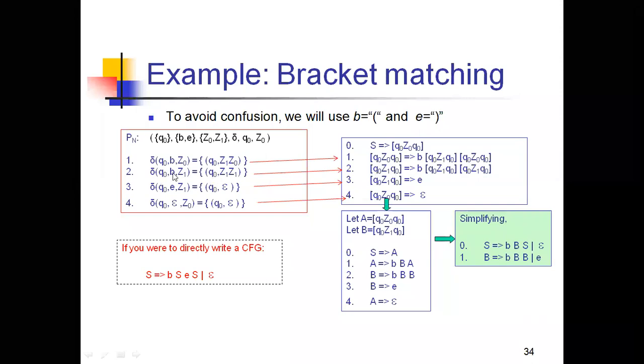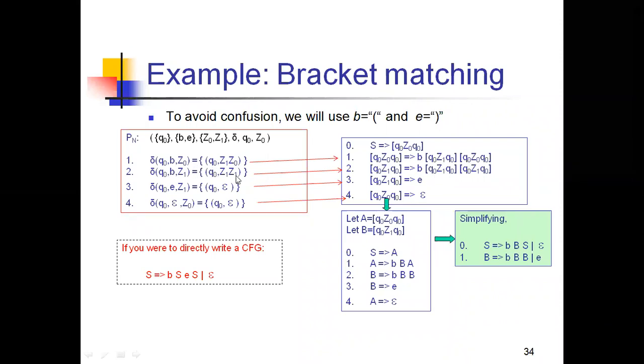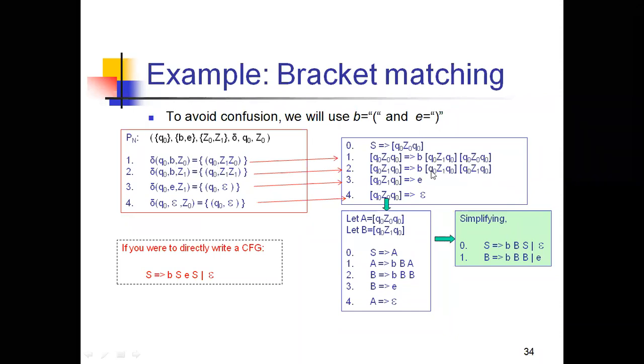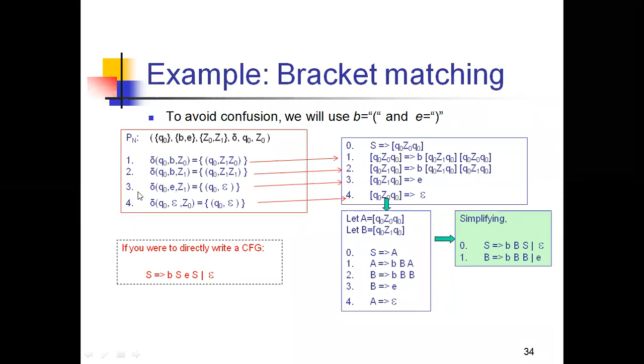And what is the input alphabet that we have here? B, right? So B of, again you need to take B of Q naught Z1 Q naught, right? Q naught Z1 Q naught. And another one you were having, right? Again it is Q naught Z1 Q naught. So you need to write like this. Is it clear? And for the third rule, Q naught E Z1 is giving Q naught epsilon.